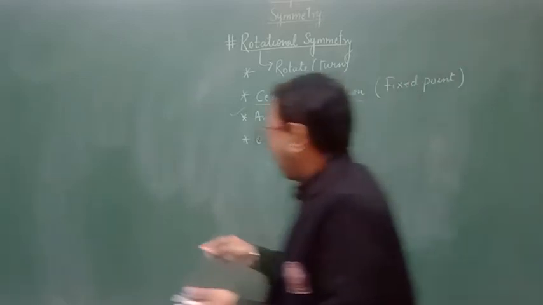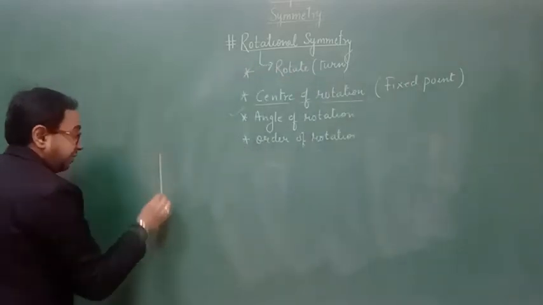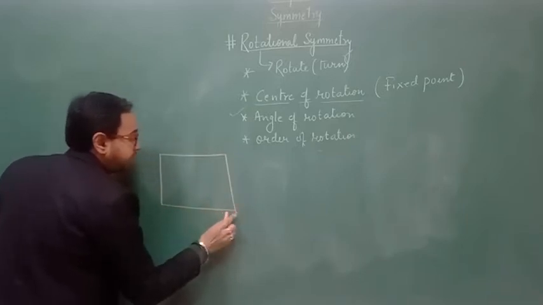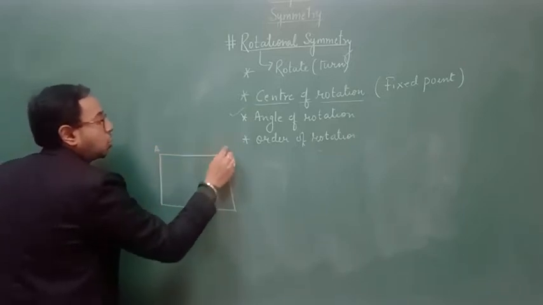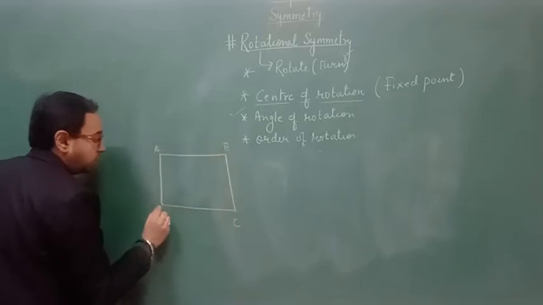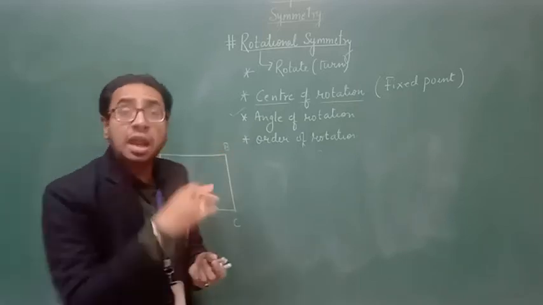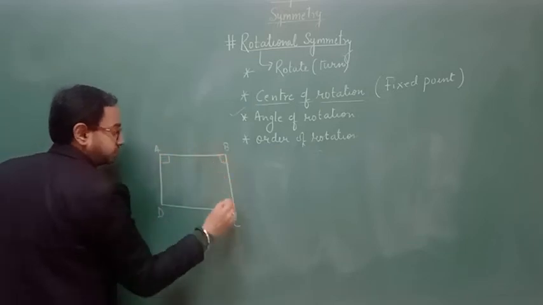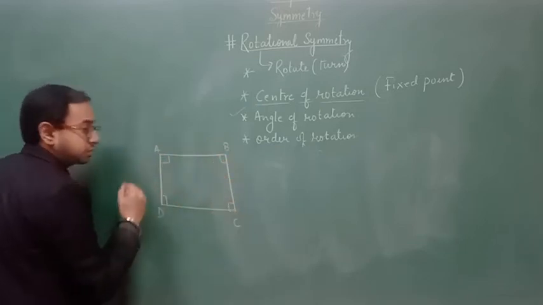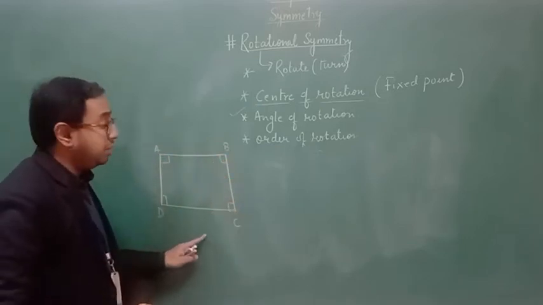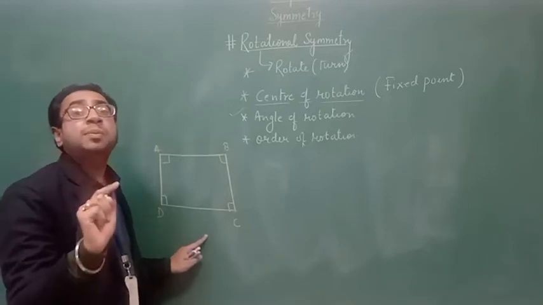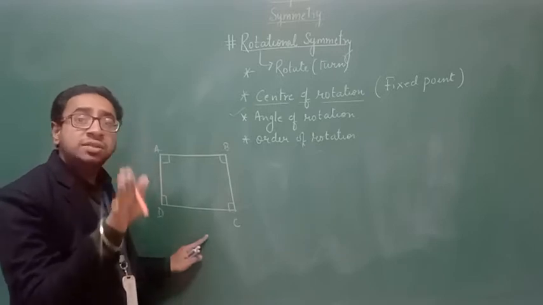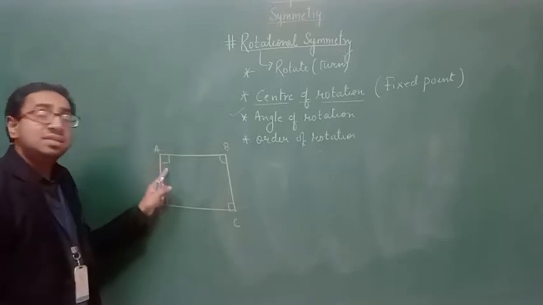Observe the square. What is a square? A quadrilateral or a parallelogram whose each angle is 90 degrees and opposite sides are equal. Or a special type of rectangle whose length is equal to breadth. It means all sides are equal, and each angle is 90 degrees.